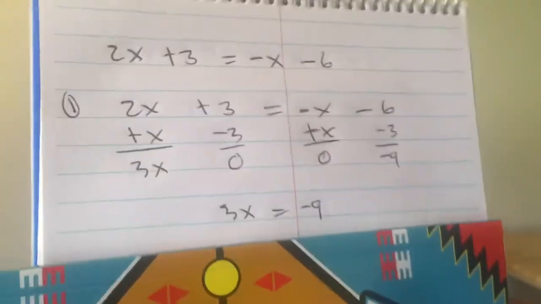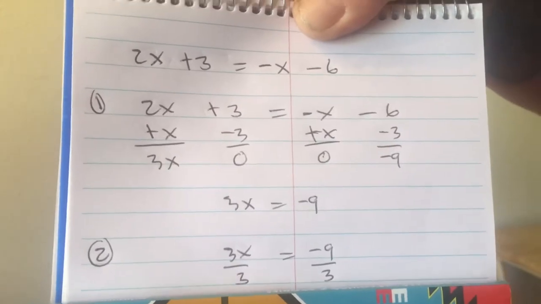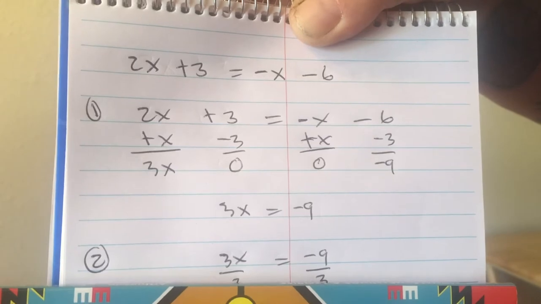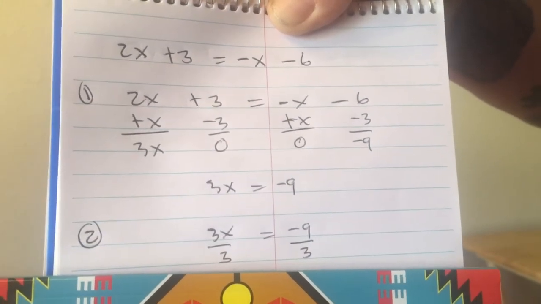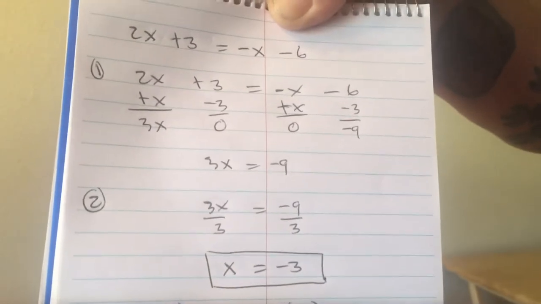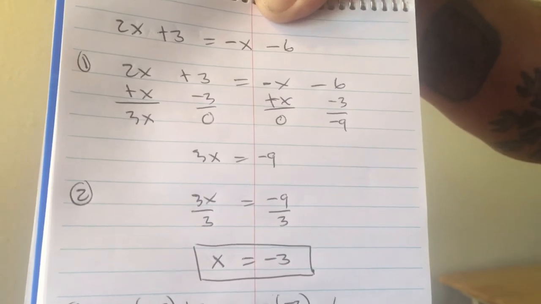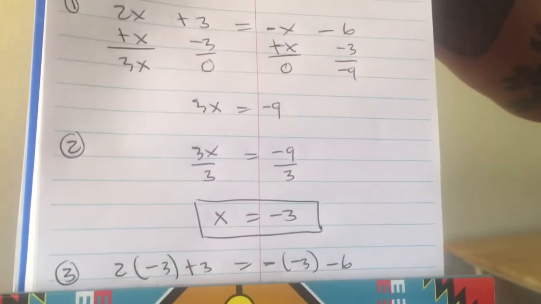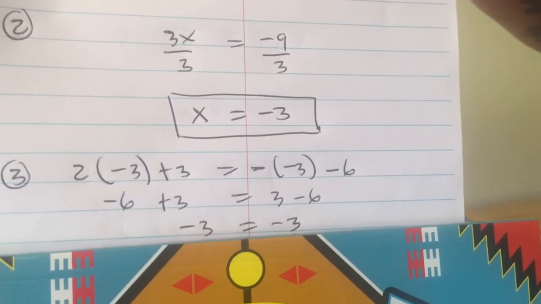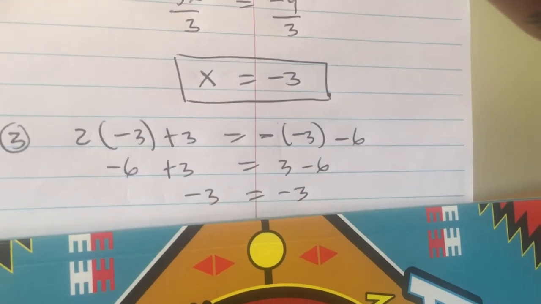Okay, like that. Next thing we're going to do, step two, is divide by 3 both sides. Whatever you do to one side of the equation, you have to do to the other side for it to balance. So that gives me x equals minus 3. In the final step, I always like to check my work. So I plug minus 3 in for x in the original equation, and I get minus 6 plus 3 equals 3 minus 6. Remember, a negative times a negative is a positive, and minus 3 equals minus 3.